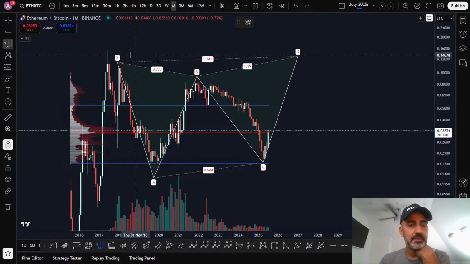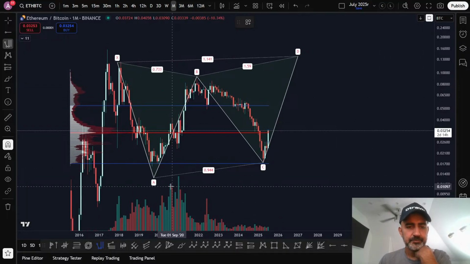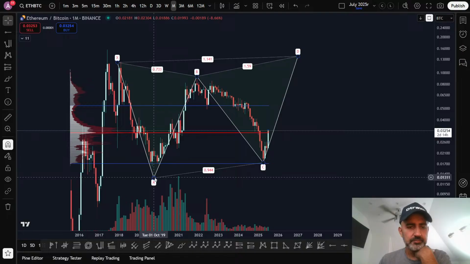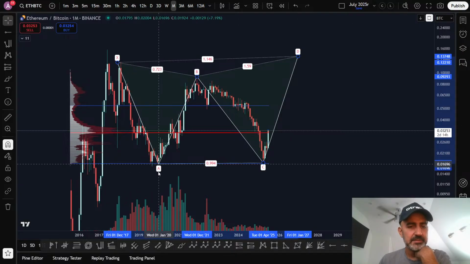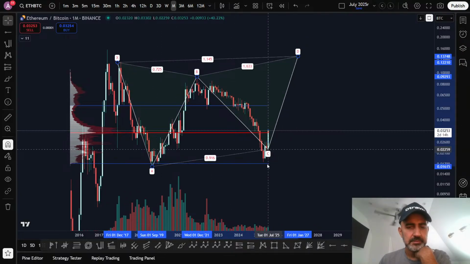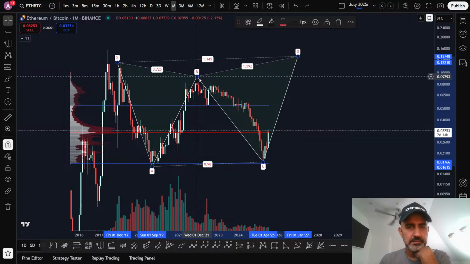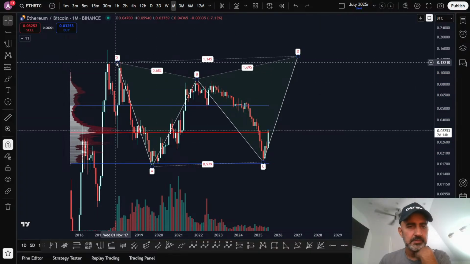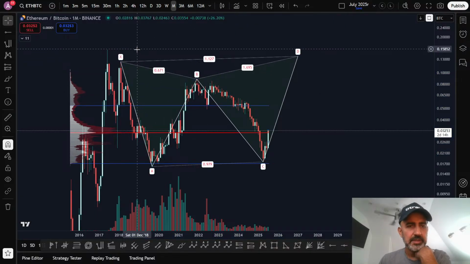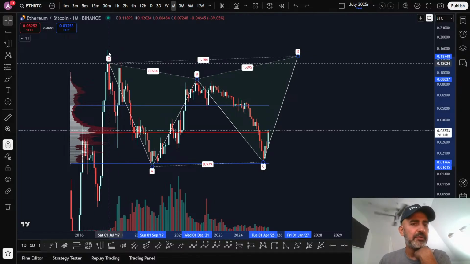With fib time, depending on which pivots we take. Let me line up the pivots first. Okay, and there's two pivots to be had. It's that one and that one, and they both could play a part.